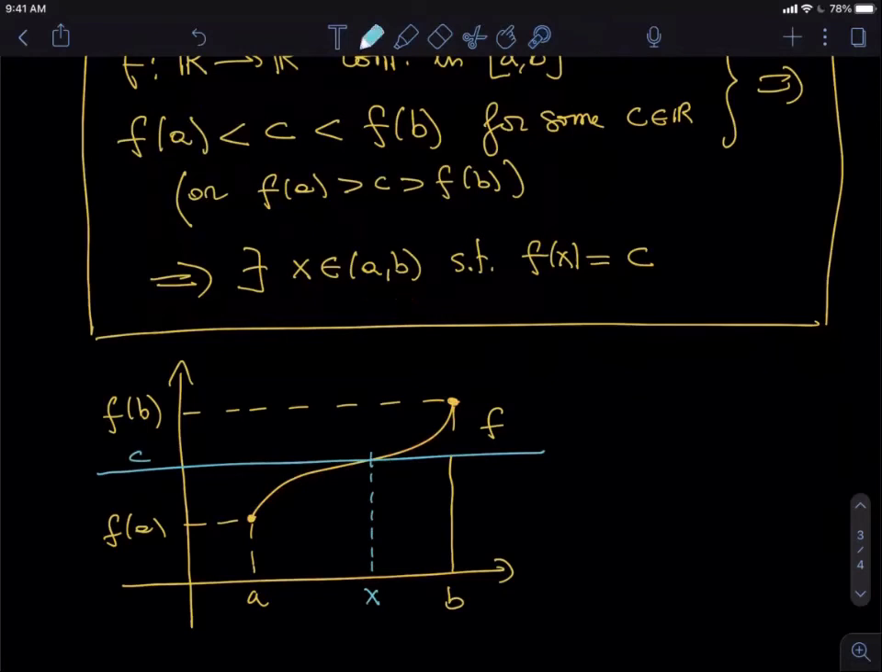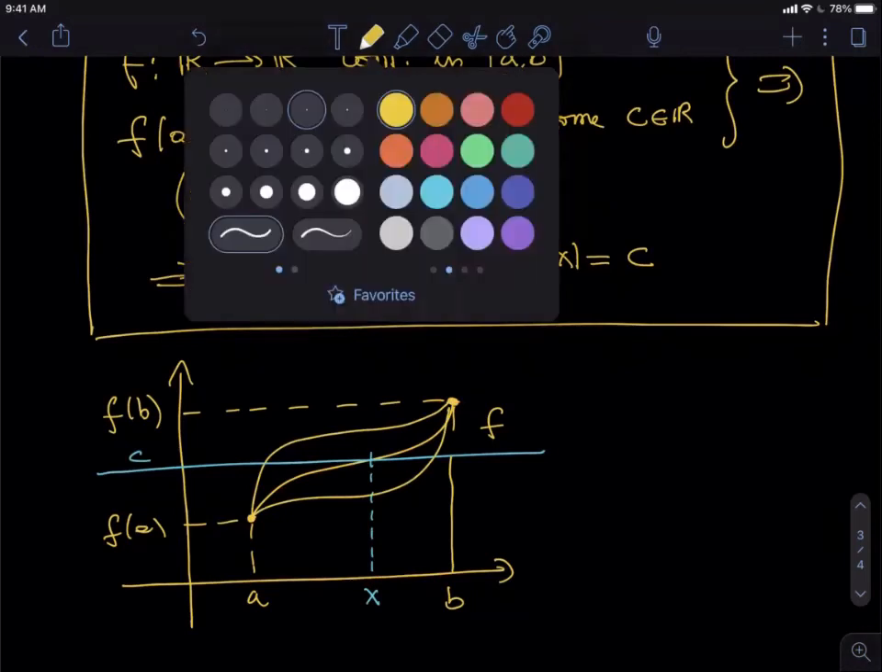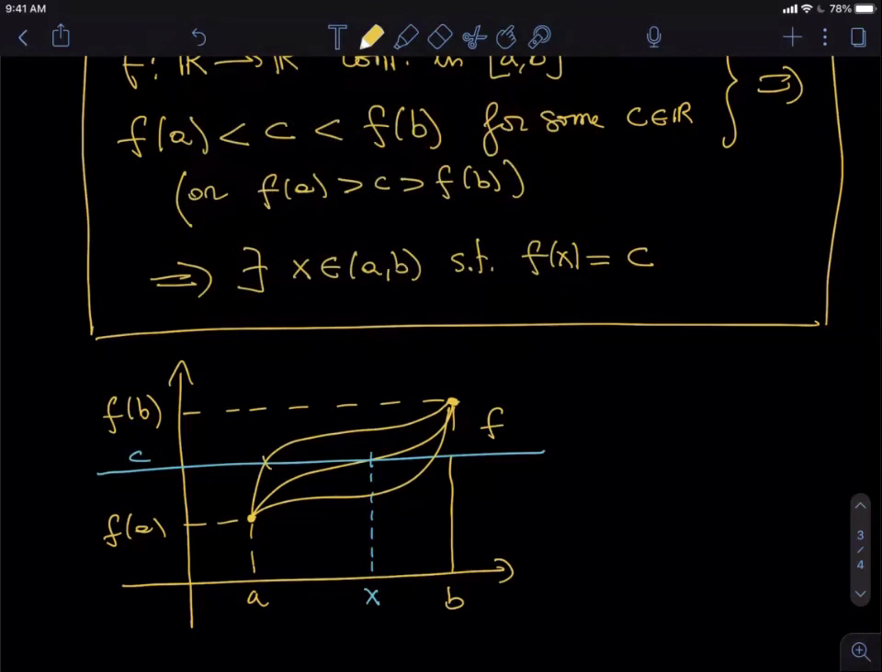Okay, maybe we could have a different graph. It could be something like this, or it could be something like this. Doesn't matter. You see that at some point, sooner or later, it has to cross the value c, because it's continuous. The only way to avoid this is a discontinuity.